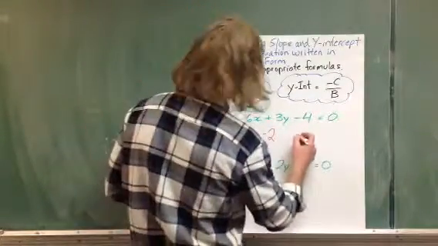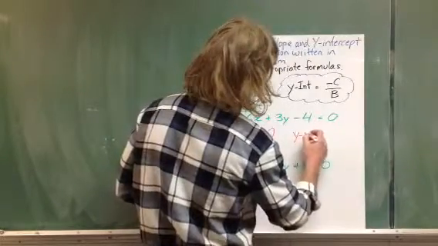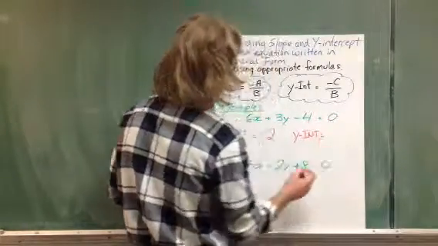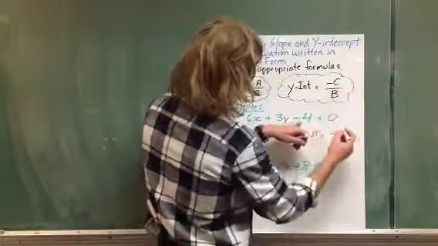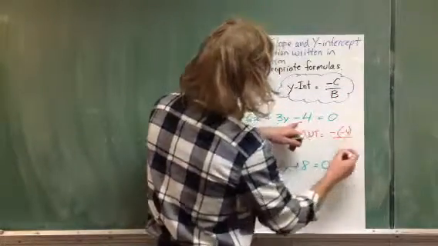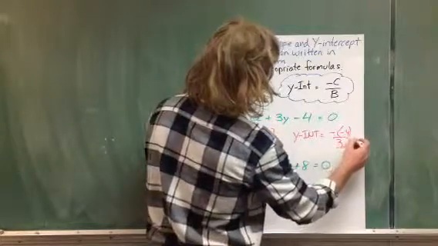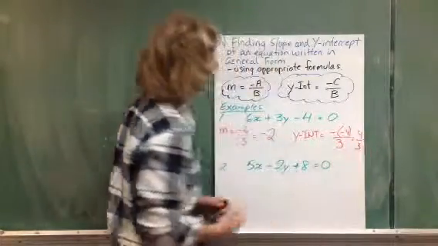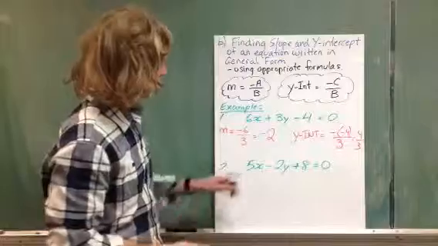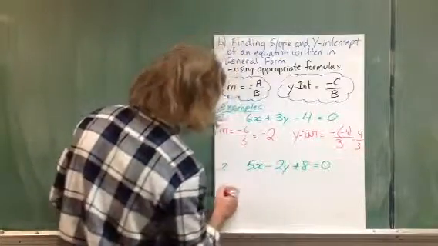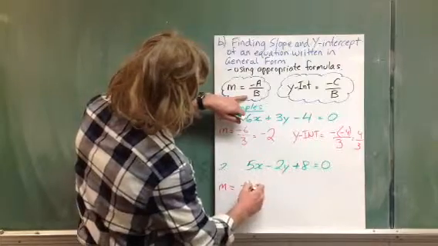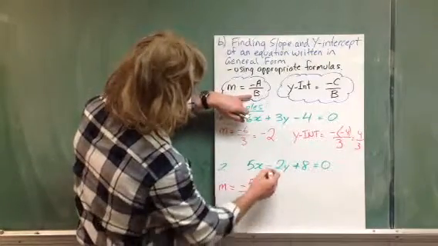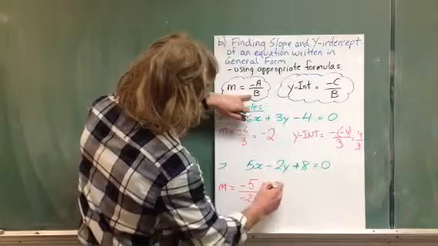Okay, my y-intercept is negative c over b. So that's negative, c is negative 4, over b, which is 3. So my answer is positive 4/3. Done. Let's try this one. My slope is negative a over b. So that's negative 5 over b, which is negative 2. Answer, 5 halves.